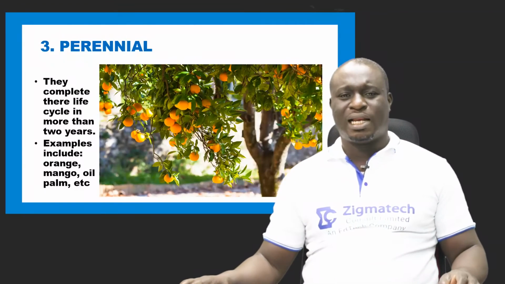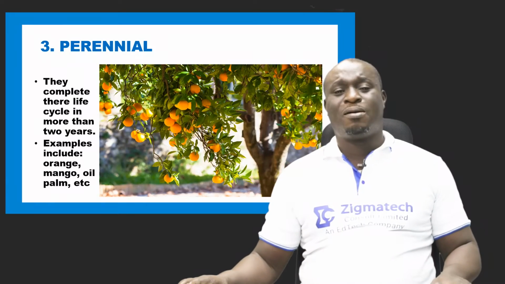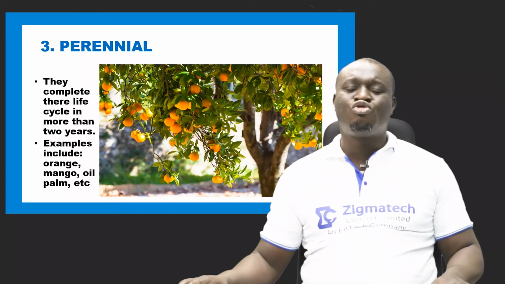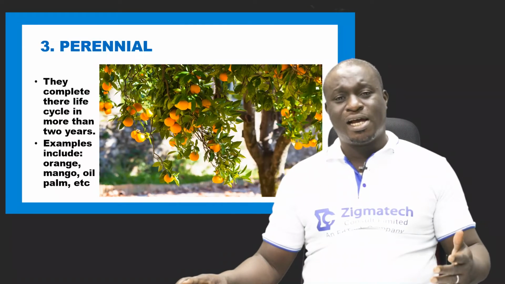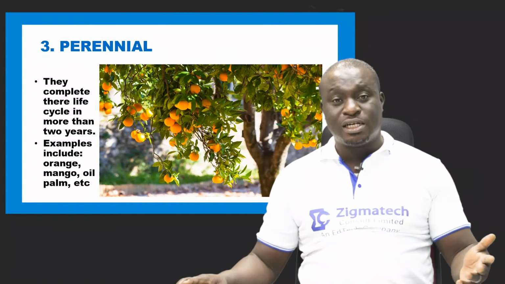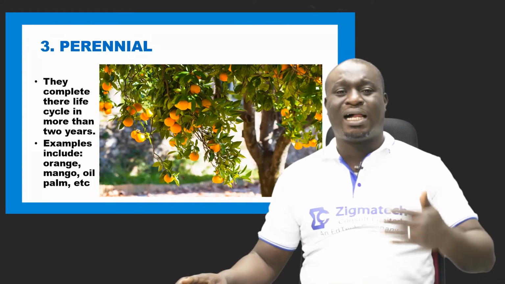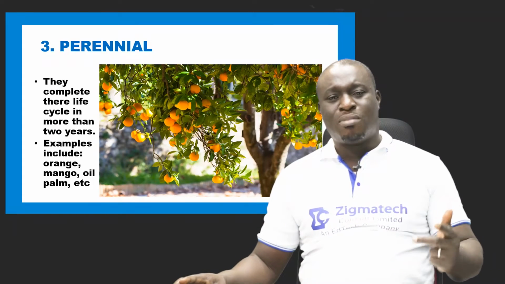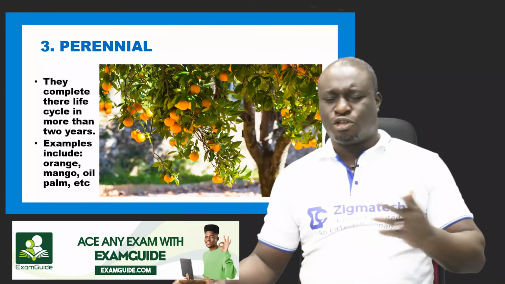And then number 3, which is the last, is called perennial plants. Now, perennial plants are plants that complete their life cycle in more than 2 years. It can be 3 years, it can be 4 years, it can be 5 years, it can be 50, it can be 60, because there are plants that have lived up to 150 years. So all those plants fall under perennial plants. Examples of perennial plants include orange, mango, the oil palm, the iroko tree, and so on.